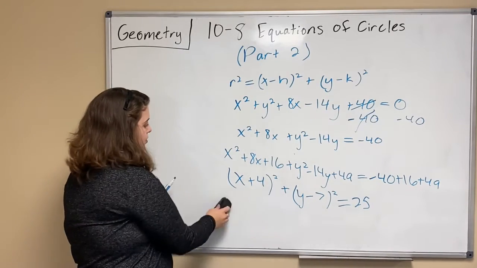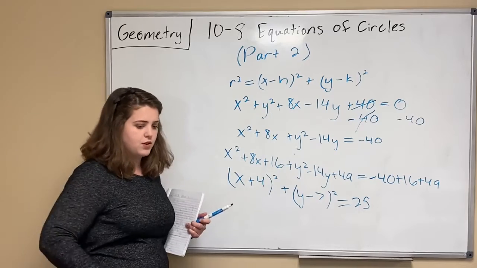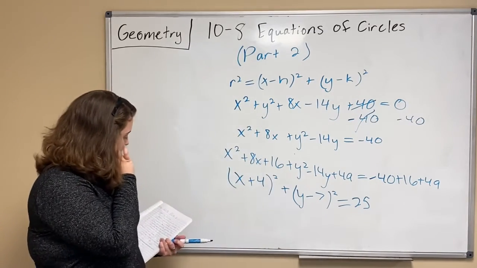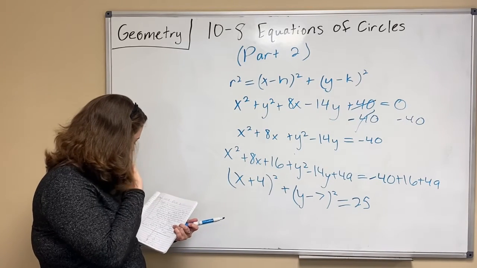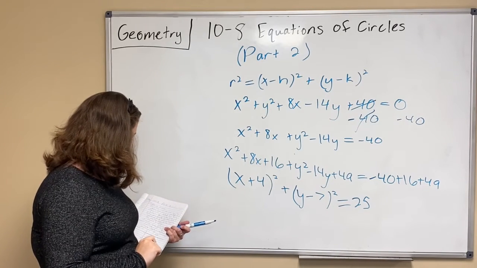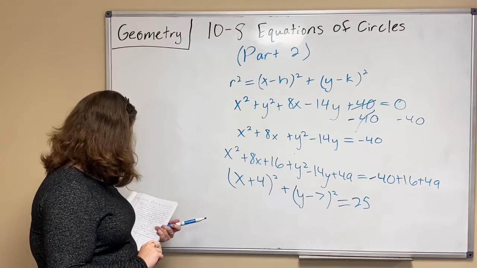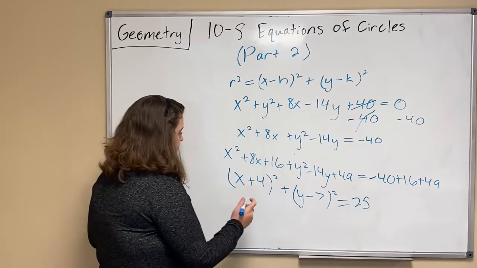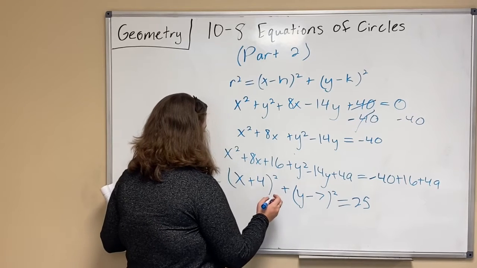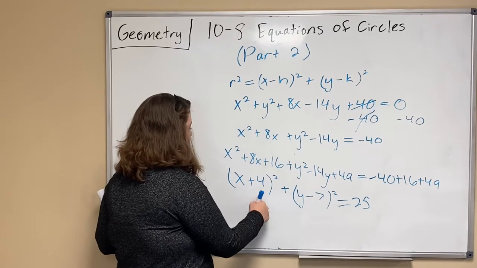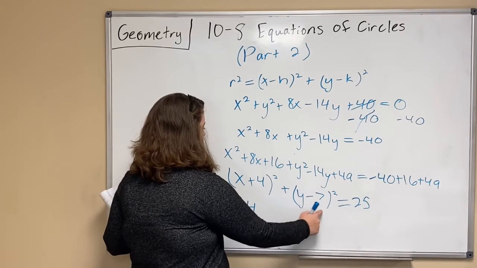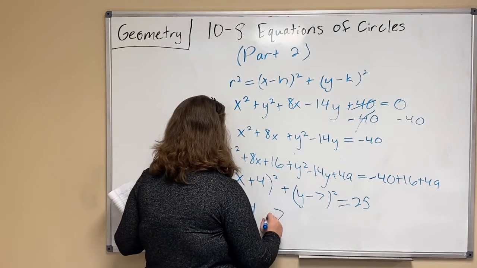Now that we've got our equation in standard form, though, we can move on with graphing our circle. So step 2 of graphing our circle is, once this is in standard form, I can find my h and my k. So my h looks like it's negative 4, and my k is 7.